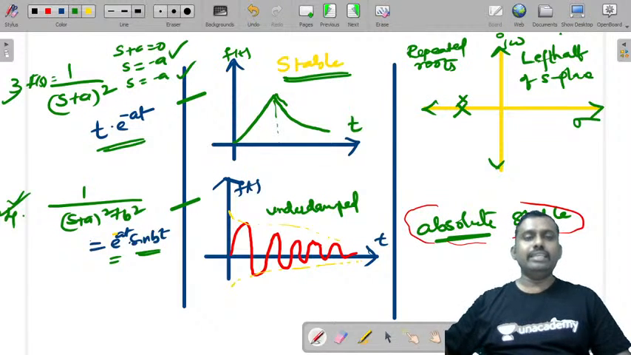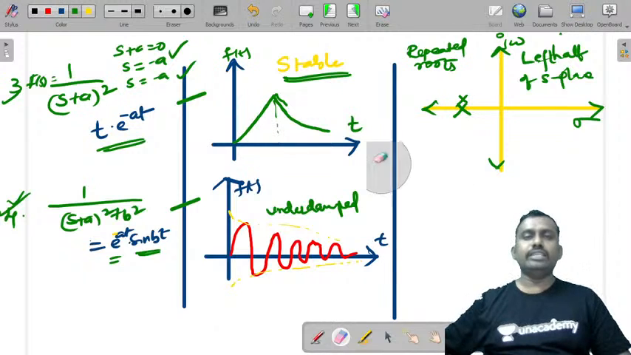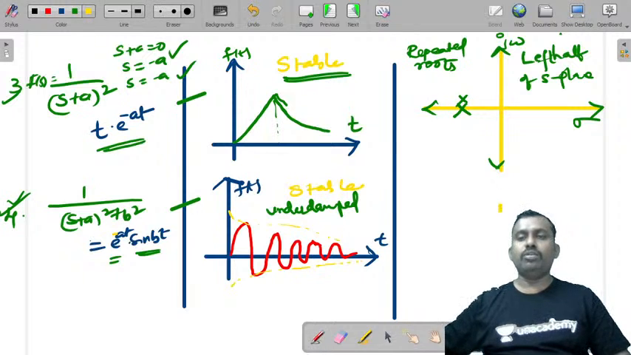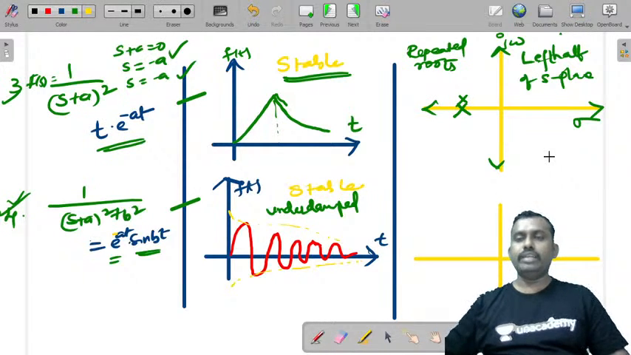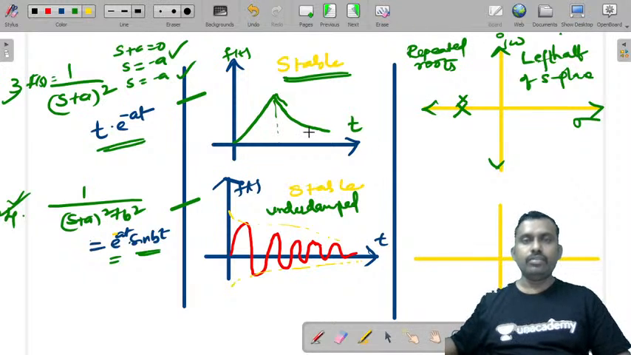Now consider the next one, the fourth one. This is also an absolute stable system, we have told. So this is also a stable system. Now let us try to plot its s plane, plot the poles on the s plane. Now consider this.